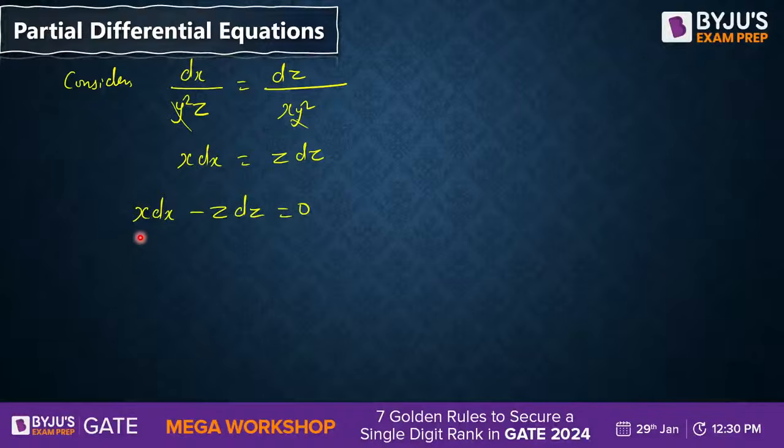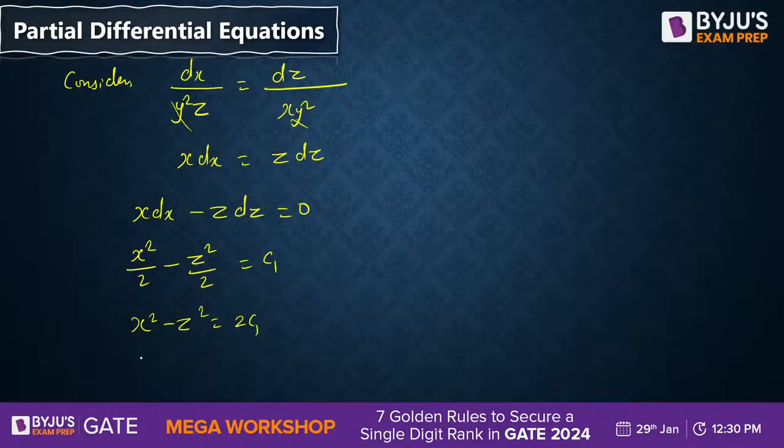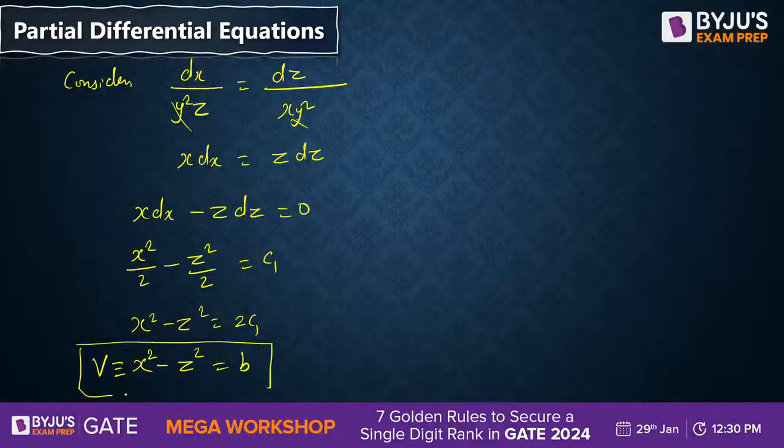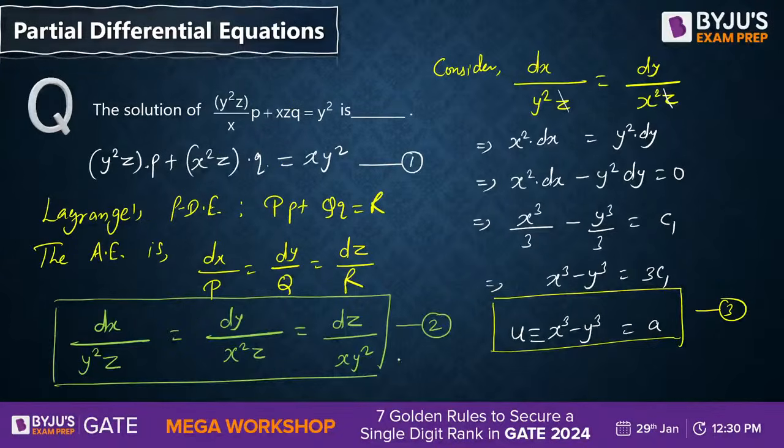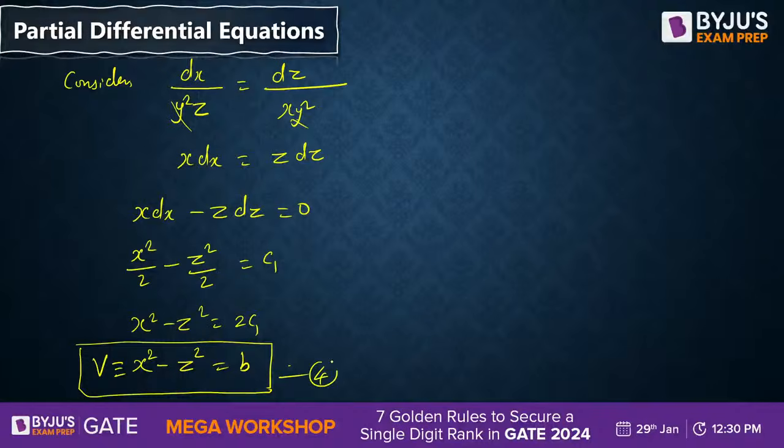So students, once you integrate this, what you will get? x square by 2 minus z square by 2 equal to, say, another constant c1. So x square minus z square equal to 2c1, and we are just replacing this 2c1 by another constant b. So this is another solution v. So this is our fourth equation. So I hope you got the solution now.